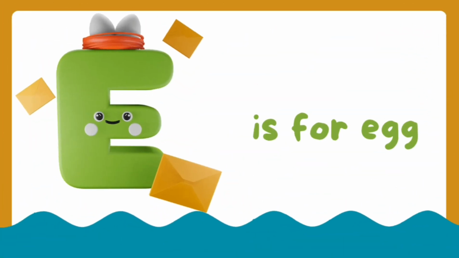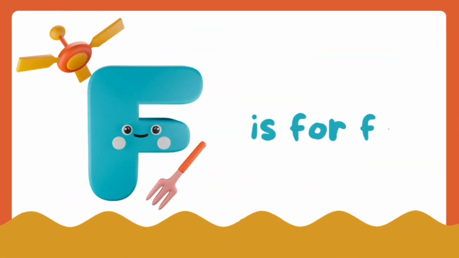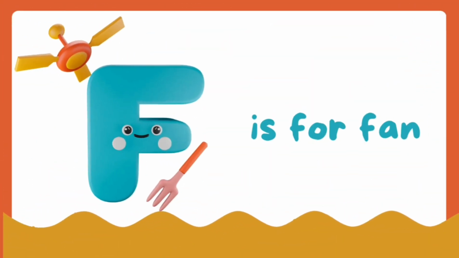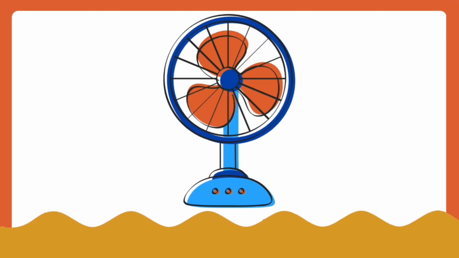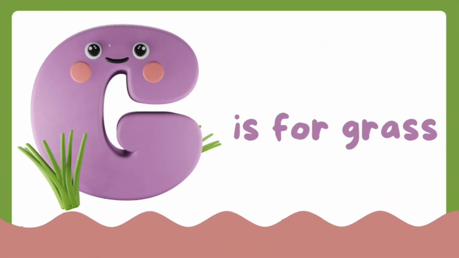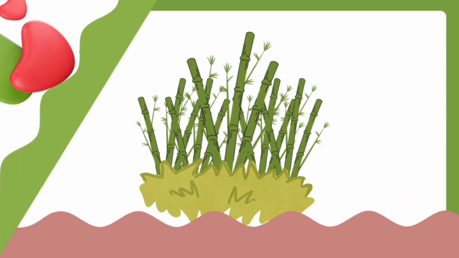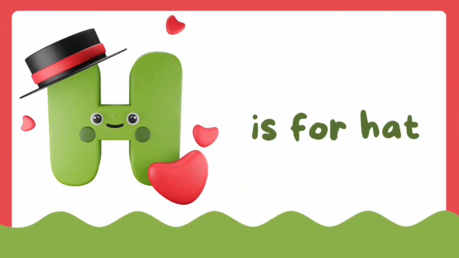E is for egg. F is for fan. G is for grass. H is for hat.